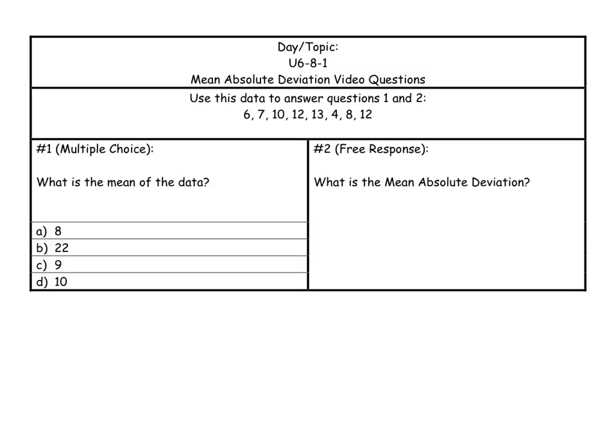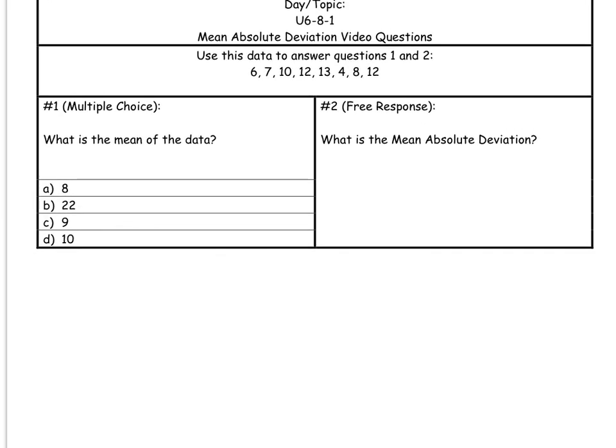So now it's your turn to answer the video questions using this data set. What is the mean of the data set? And then using steps 1, 2, and 3 from your notes sheet, what is the mean absolute deviation for this data set? So here you're looking for the mean, or X bar, and here you're looking for MAD, the mean absolute deviation.